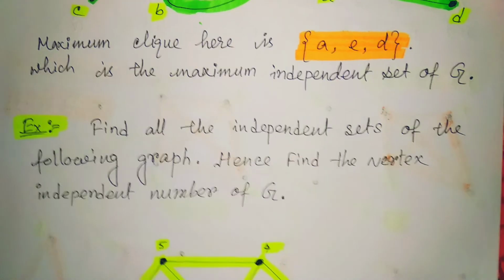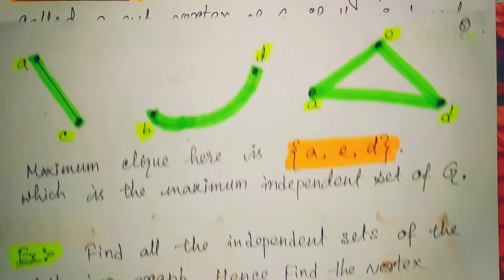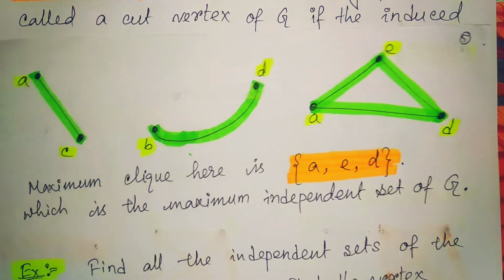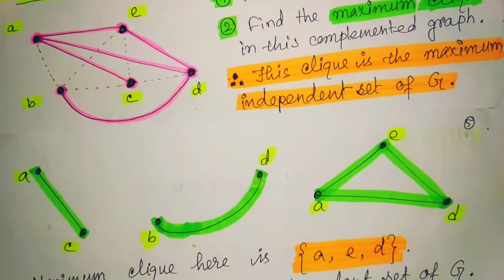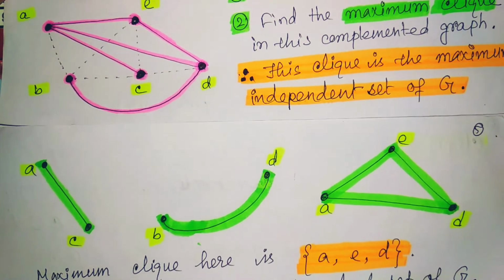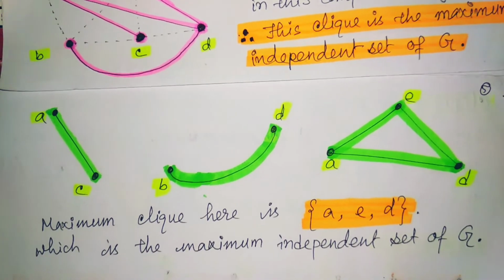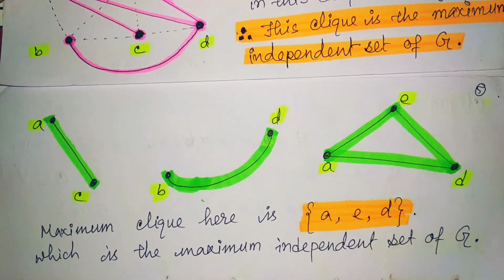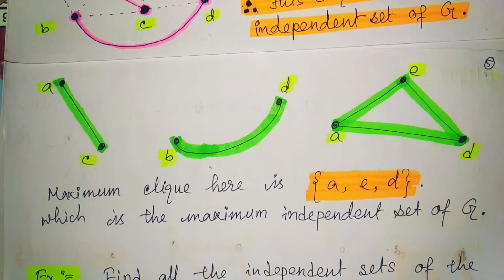Now, here are the cliques. If this is the given graph, just look here. This one is the given graph, this one is the complemented graph, and its three cliques are this one and this one. So the maximal clique is here ADE, which is the maximum independent set of G.